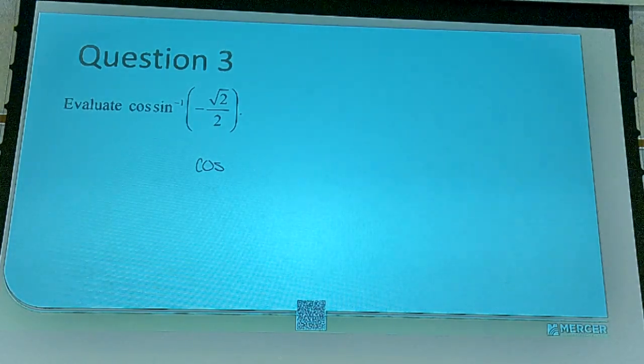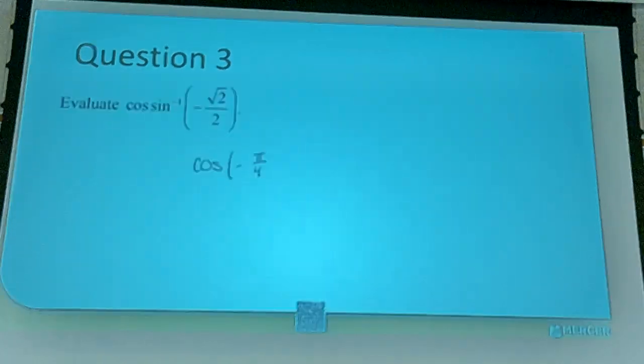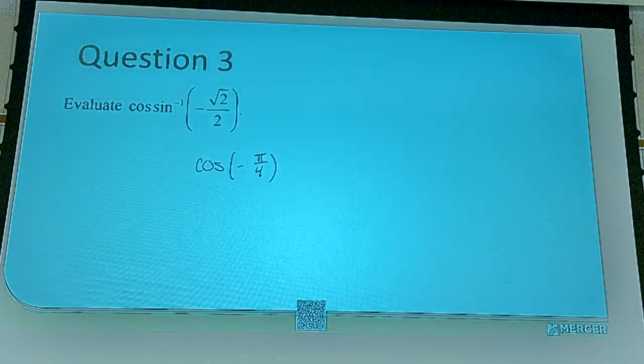45 degrees. The quadrant 4 angle will be negative pi over 4. So that's what the inverse sine of negative root 2/2 is. Now what's the cosine of negative pi over 4?